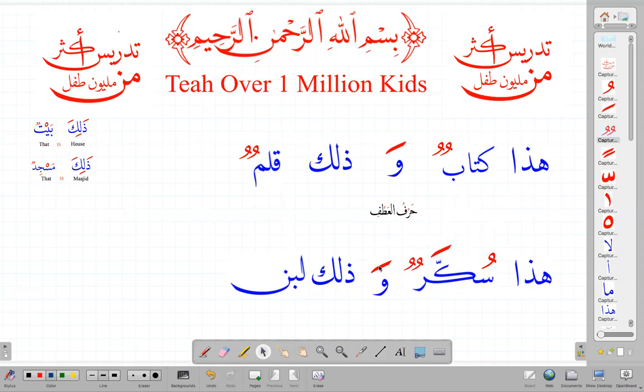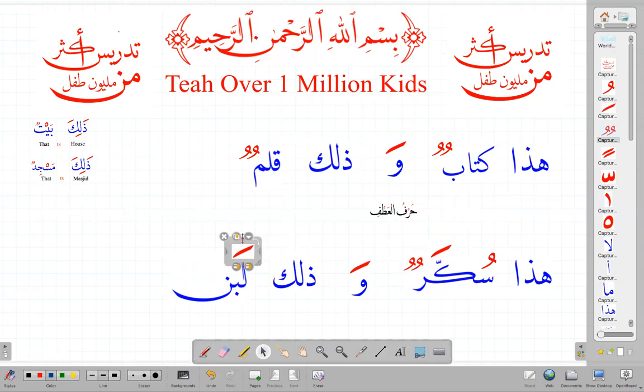هذا سكر وذلك لبن. Okay. لبن is the same. هذا سكر وذلك لبن.